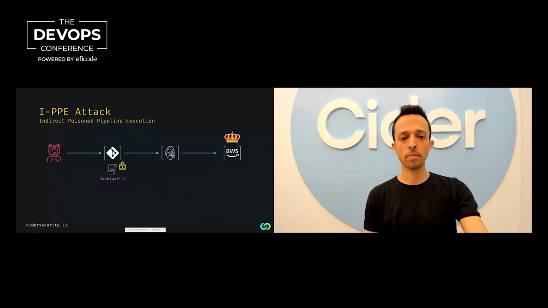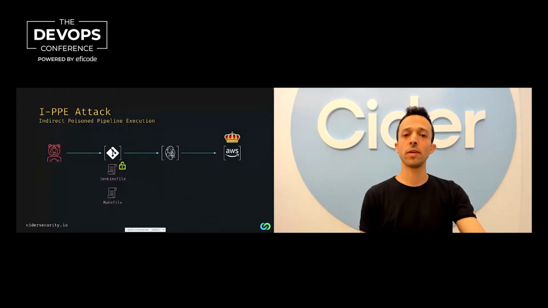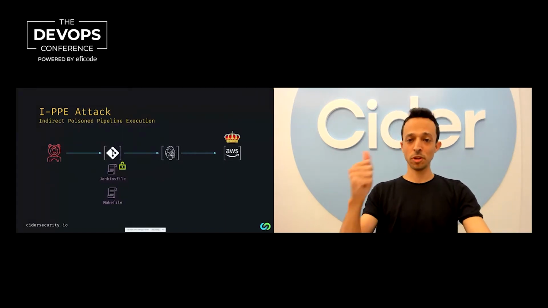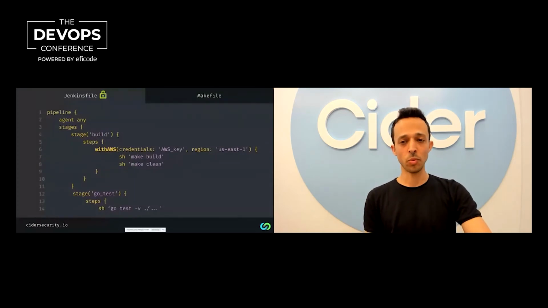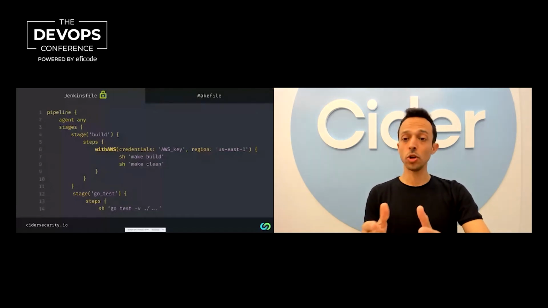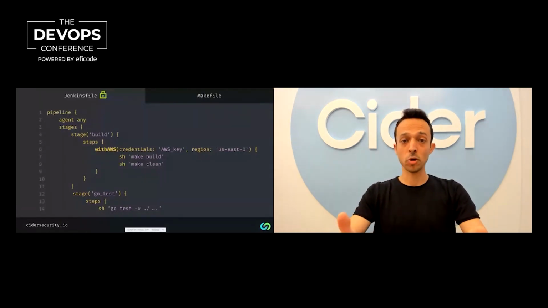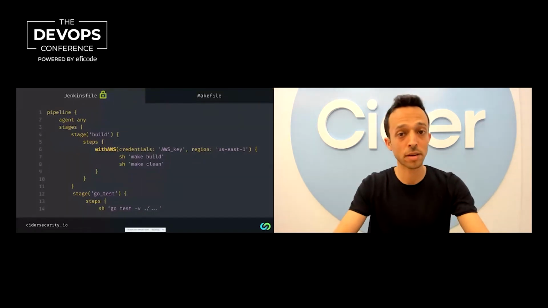So the attacker can't change the Jenkins file now, right? Because it's protected. So he takes a look at other files in the repository, and he sees the make file. If we jump back to the Jenkins file, which is, again, now protected, we saw before that in the build stage, when credentials of AWS are loaded as environment variables, the make build and make clean commands are run. And as you know, the make commands rely on the contents of the make file.